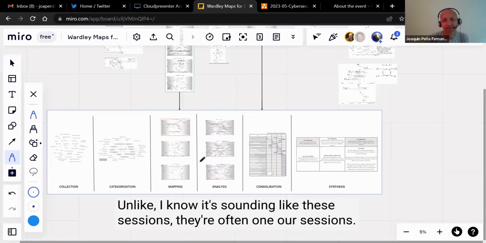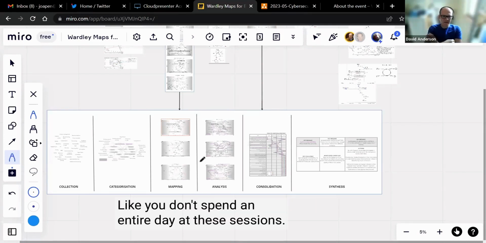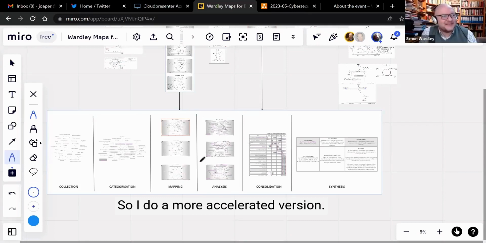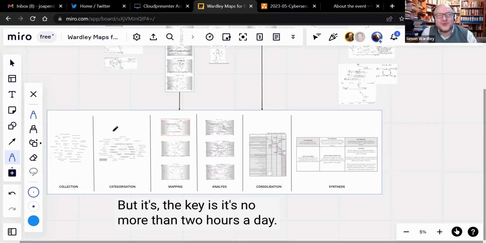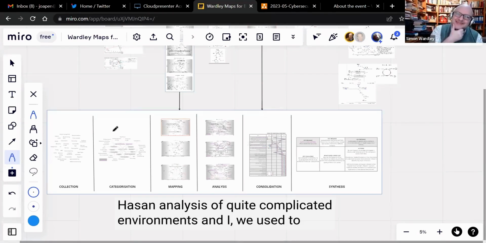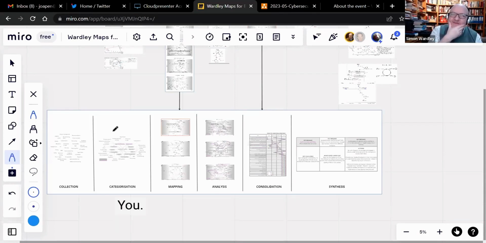Yeah. As the designers say, you have to commit to the process. And I know, Simon, these sessions are often one-hour sessions. Commit to the hour, open your mind, and that's it. You don't spend an entire day at these sessions. It's nice to have a small focused mapping session and keep it like an atomic habit. So I do a more accelerated version. Thank God. I do, but the key is it's no more than two hours a day, because I found you cannot. A long time ago, I used to do analysis of quite complicated environments, and we used to limit ourselves to two hours a day. And I find the same thing here.